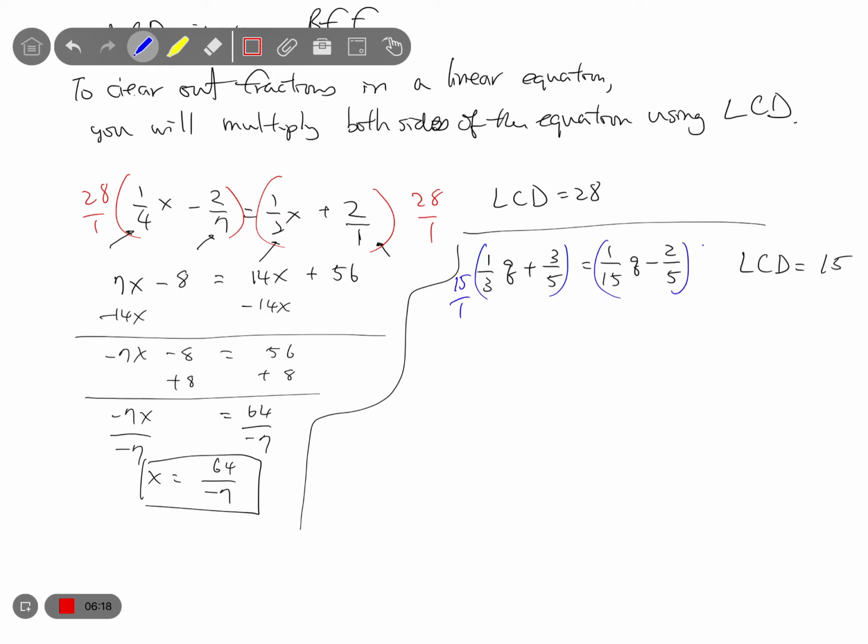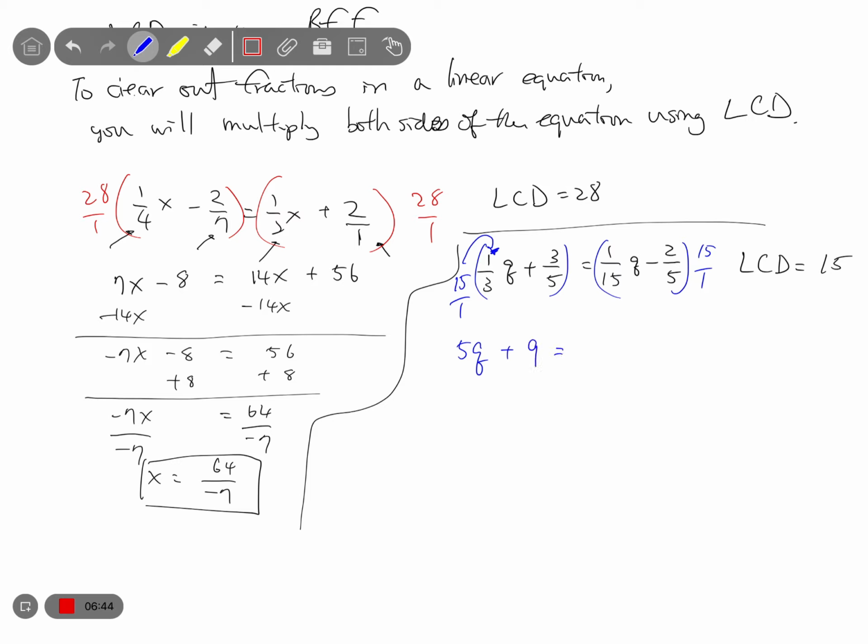I'm sorry, I ran out of space. My space management on this problem is not very good. So, all right, and again, we distribute 15 divided by 3. So 15 times 1/3 means 15 divided by 3, which is 5q. Plus 15 times 3/5 means 15 divided by 5, which is 3. Then times 3, which gives you 9.